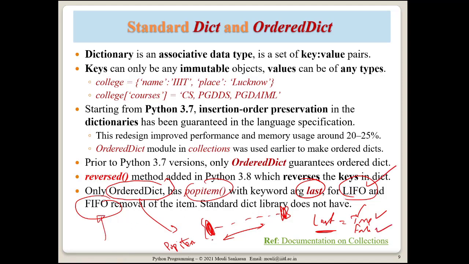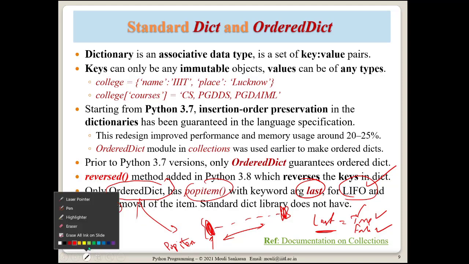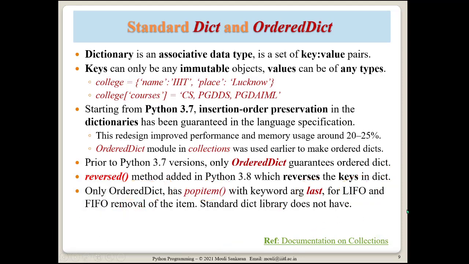You are taking out the item which was added first. So you can remove an item in either LIFO or FIFO order, which is only supported in the ordered dictionary. This option is not there in a regular dictionary; popitem there is always LIFO. The ordered dictionary gives you the flexibility of removing either the first item you added or the last item, using a parameter initialized with true or false. We will see that with an example.